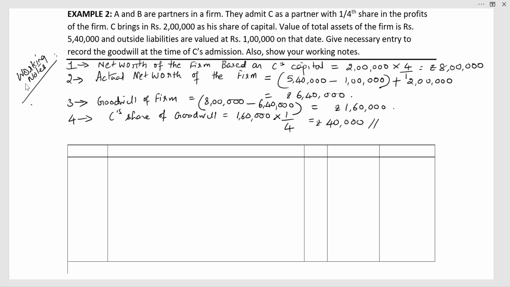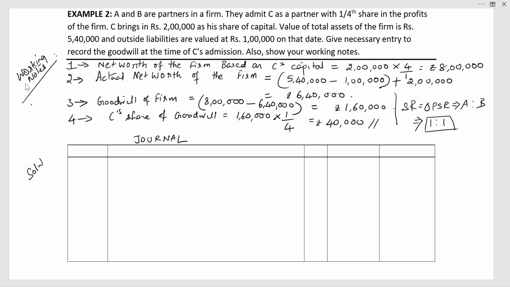There is no mention about the sacrificing ratio, so we will assume that the sacrificing ratio is equal to the old profit sharing ratio between A and B. Again, there is no mention as to the old profit sharing ratio. So in the absence of information, the old profit sharing ratio is equal, so it's 1:1. So the sacrificing ratio is also 1:1. Let's pass the journal entries.